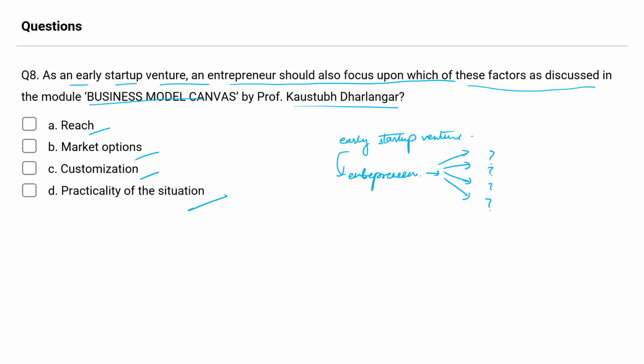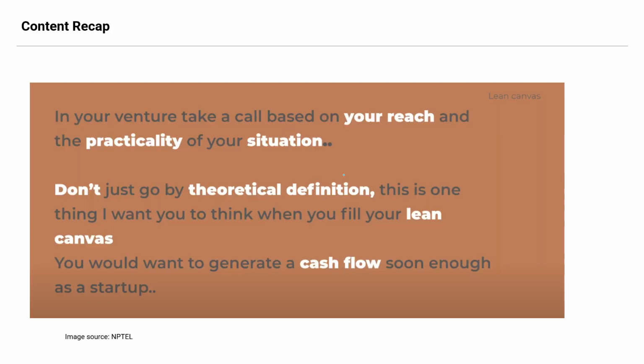So, if there are any votes for this particular question, one vote is for option C, one vote is for option D. Let's see what the screen validation looks like. It says in your venture, take a call based on your reach and practicality of the situation.